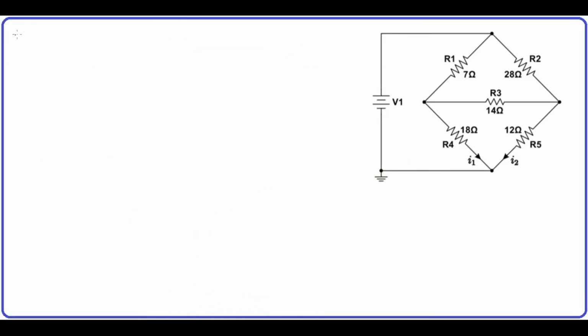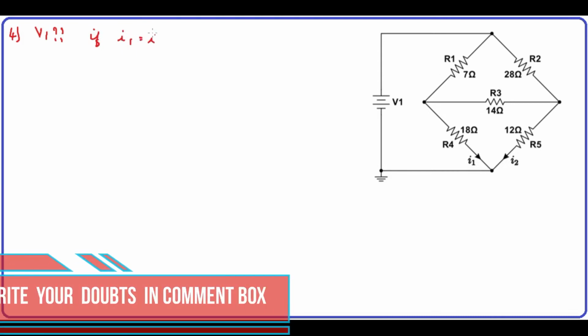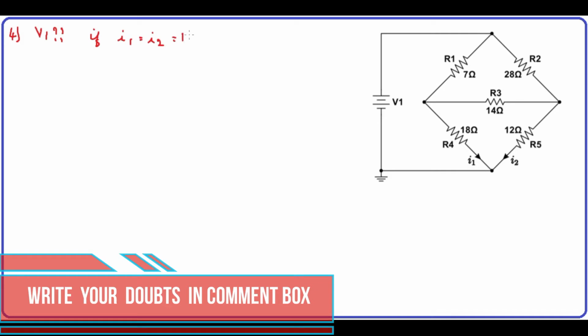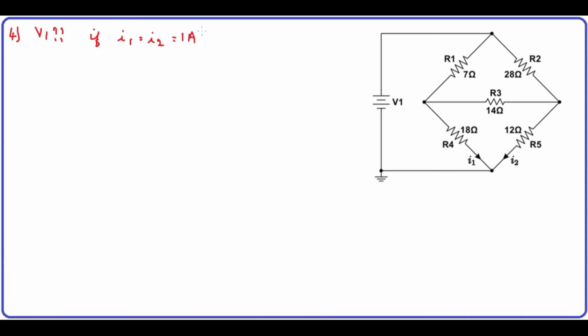Hi friends, so this is the fourth problem in our series. Here we need to find the value of V1. So what is V1? That we need to find if I1 equal to I2, I2 is equal to 1 ampere. So this is the beauty of network analysis.